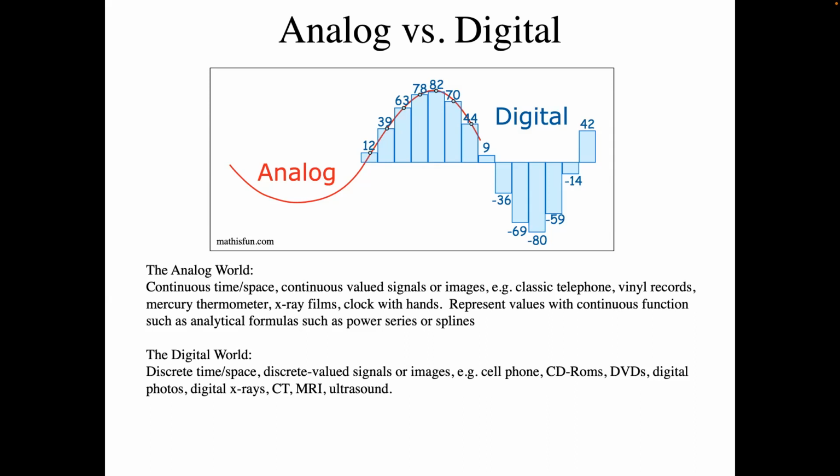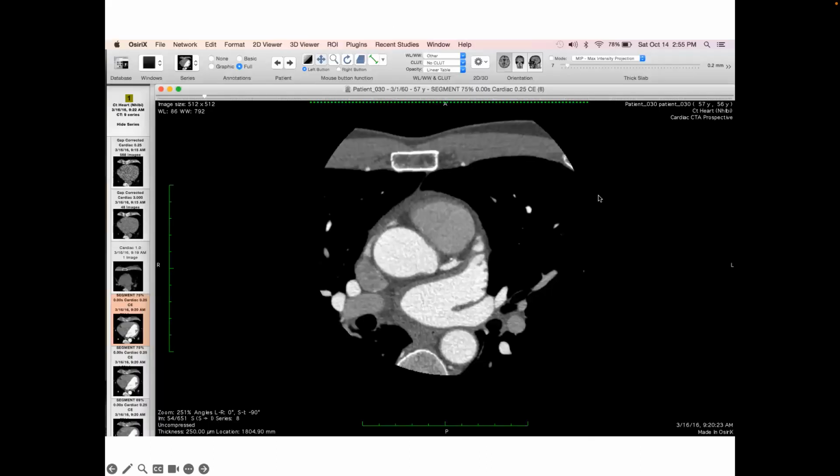So it turns out digital is just much more efficient. You can compute with it much more easily. So that's the way it's done, and in medical imaging and any other imaging, that's the way it's done nowadays. So here, finally, we get to a CT of somebody's chest, and we're going to look at the pixels that comprise this image.